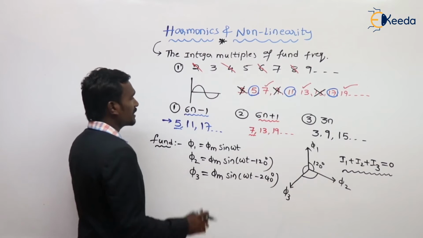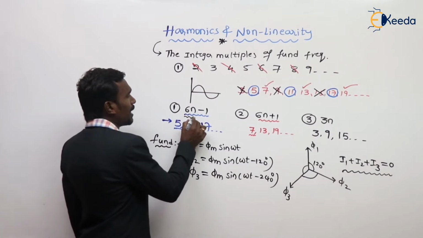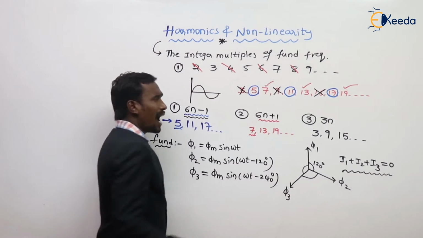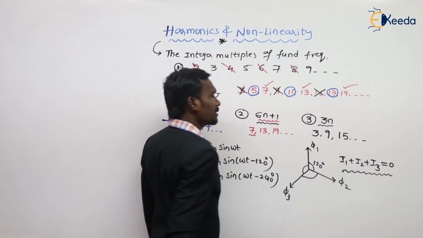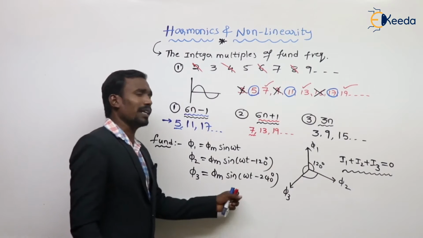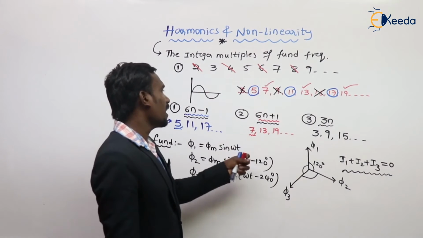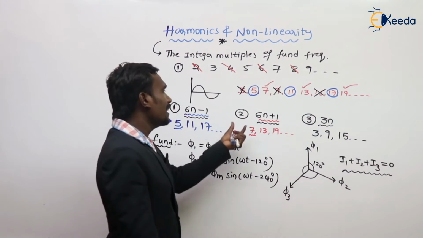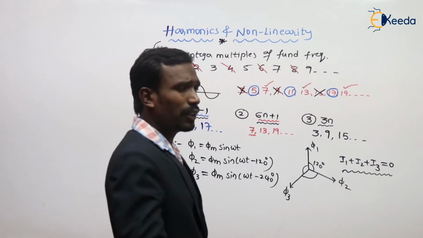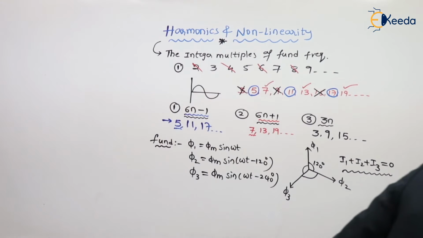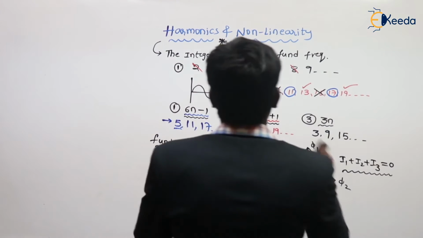Now, let's check how the 6n minus 1 harmonics, 6n plus 1 harmonics and triple n harmonics are different from the fundamental. Let's check it once.